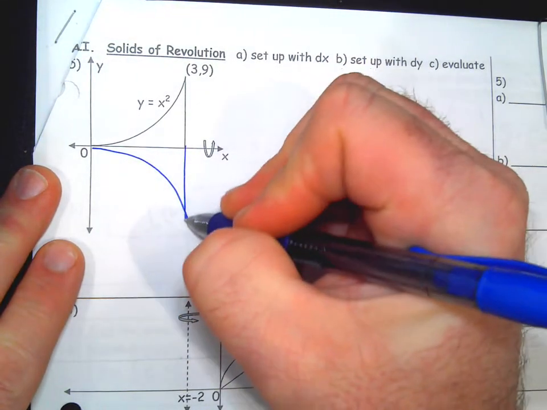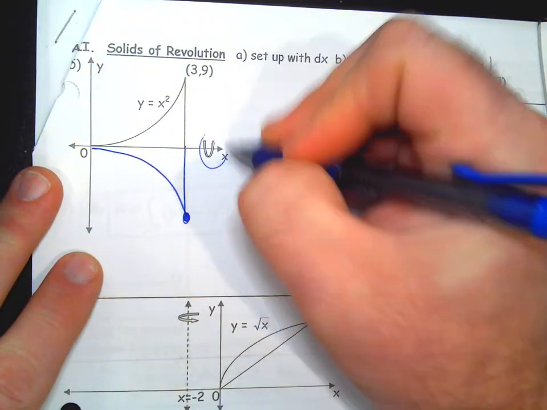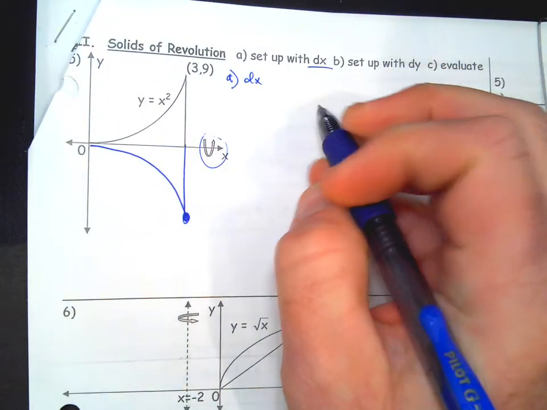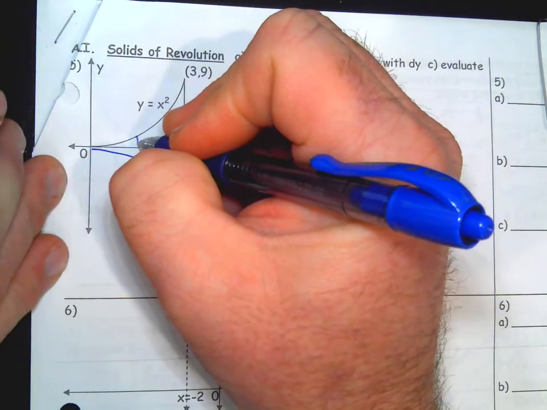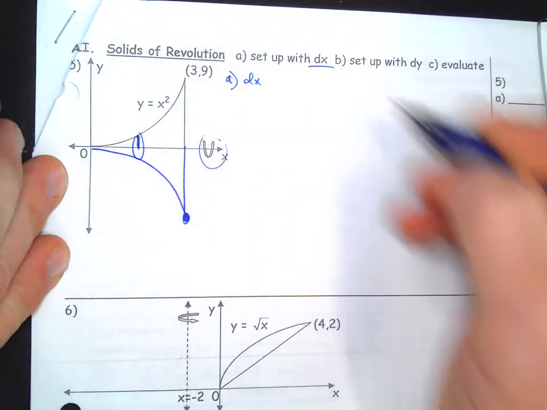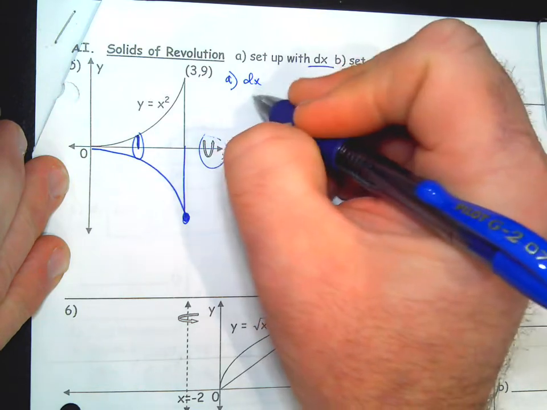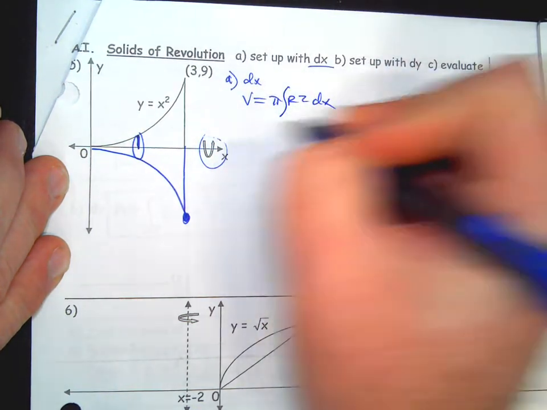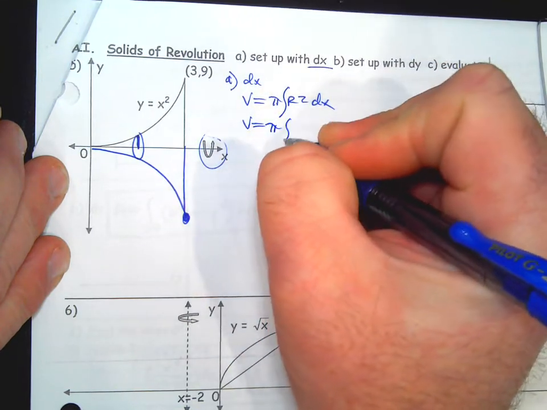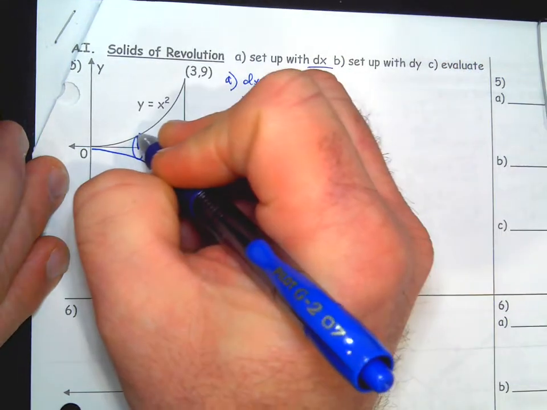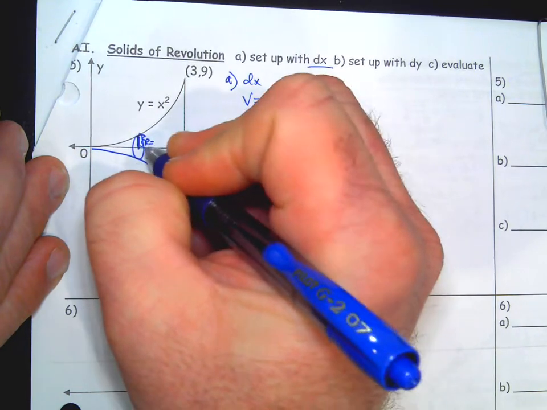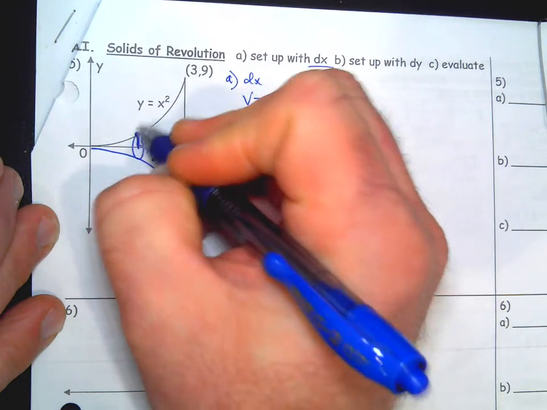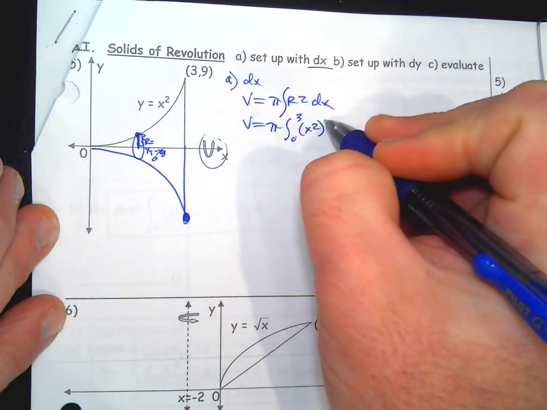So I'm going to get that. It's being spun around the x-axis. Set it up with dx. So dx would be vertical slices, which are just going to be a simple disk. So it's going to be pi r squared dx. And so it's going to be 0 to 3. The radius is y top minus y bottom. Y bottom is 0, y top is that. It's going to be x squared dx.